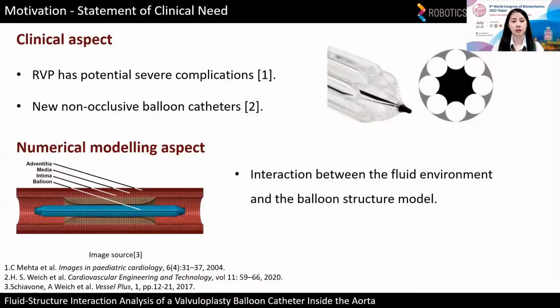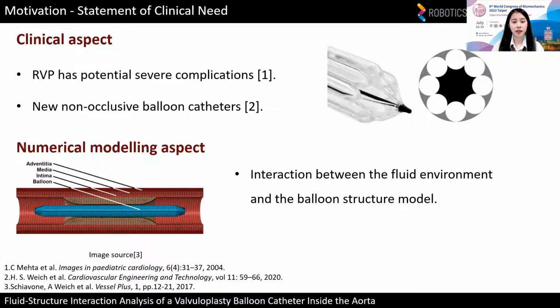However, RVP is still affected by some major potential complications and intraoperative technical requirements. A new non-occlusive balloon catheter was designed recently, as shown in the right figures. It has an aortic channel, allowing blood outflow to keep the balloon stable. However, there is a lack of understanding of its clinical outcomes. Therefore, an understanding of the balloon catheter mechanisms is needed to find an approach to reduce the use of RVP and keep the balloon stable itself.